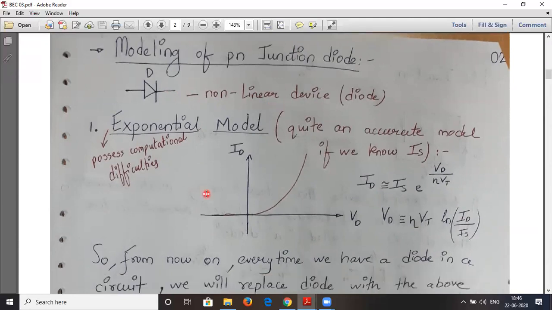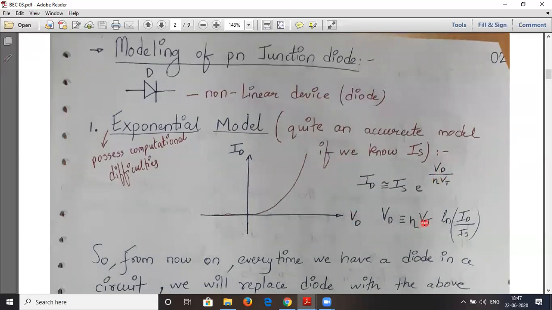One of the models is called the exponential model. It's quite accurate. It is exactly the replica of the terminal characteristics of a diode. It represents that the diode has exponential characteristics. But we should know the value of IS. Now, what is IS? IS is the reverse saturation current. ID is the forward current. VD is the forward voltage. Eta is the ideality factor, and VT is the thermal voltage.